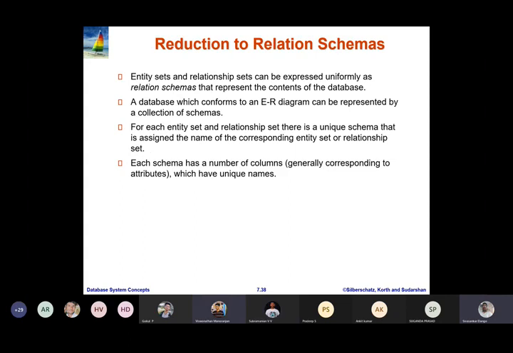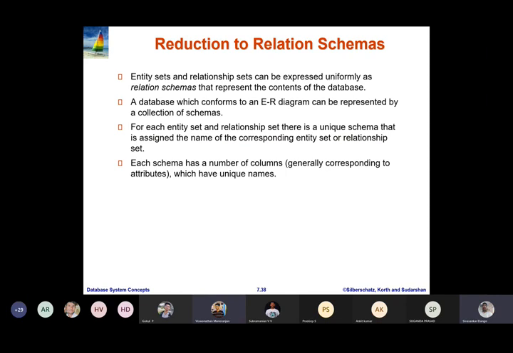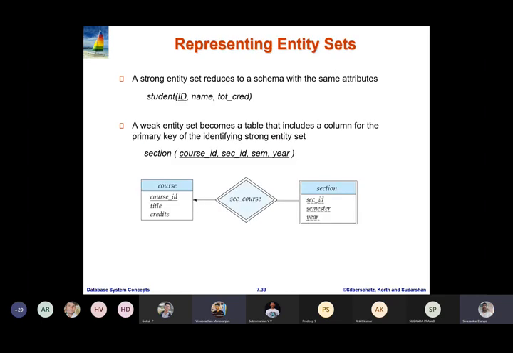Right. So the thing that you need to know in this topic is, given an ER diagram, how to reduce an ER diagram into a set of relation schema. So last class we discussed how to represent a strong entity, how to represent a weak entity, and so on, in the form of a relationship set.